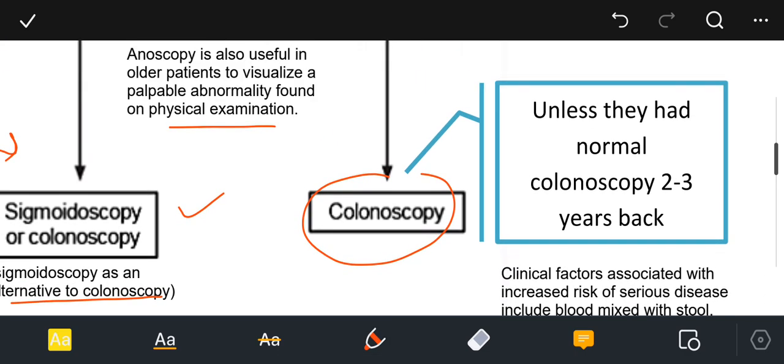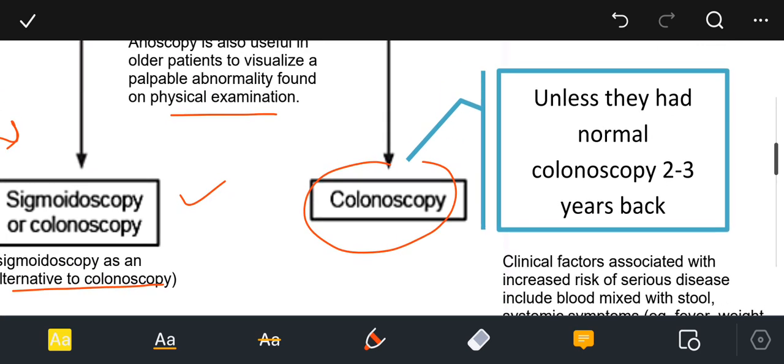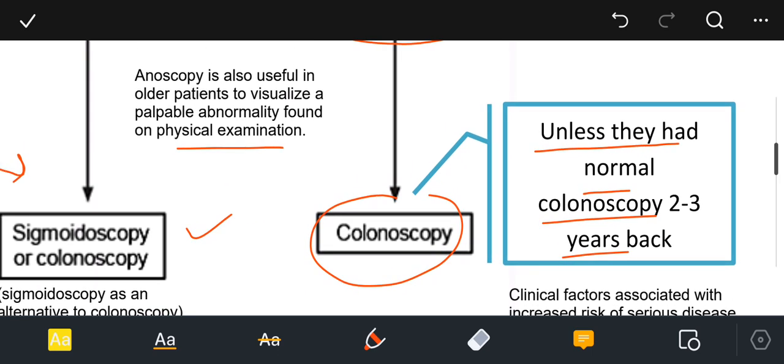And here you can see that unless they had a normal colonoscopy 2 to 3 years back, we perform colonoscopy. I don't know what is meant by that, but okay, if they have had a normal colonoscopy 2 to 3 years back, then we don't perform colonoscopy.